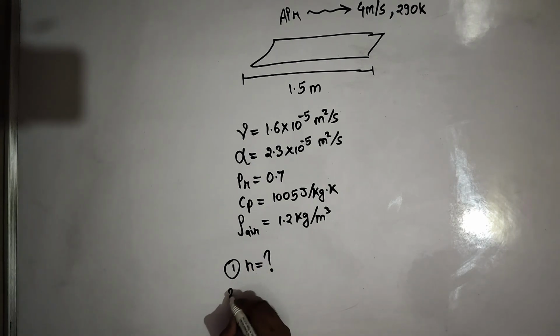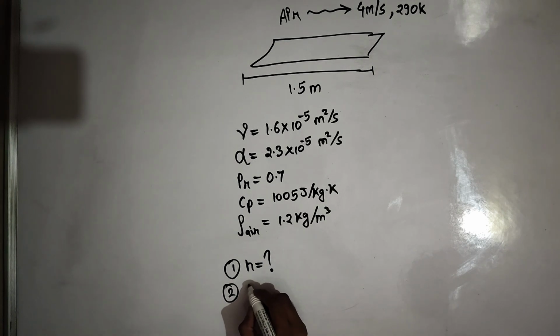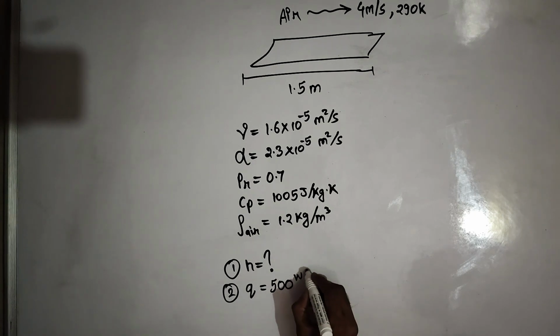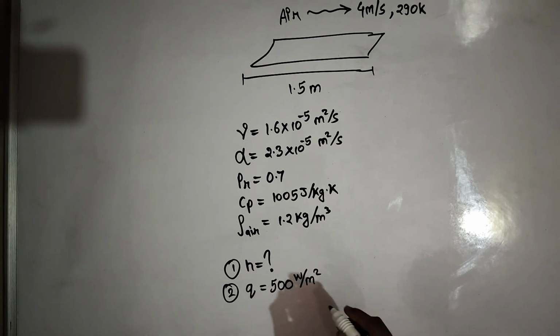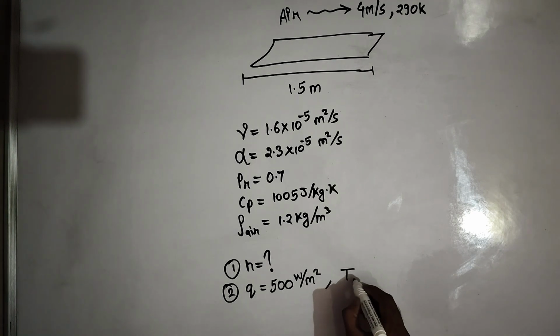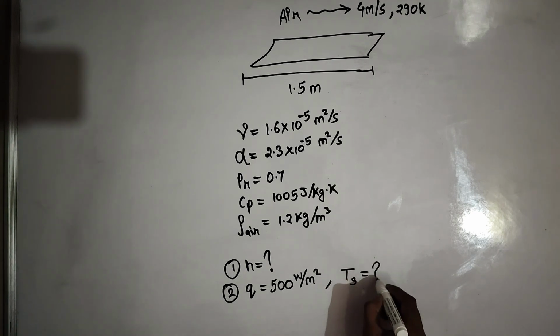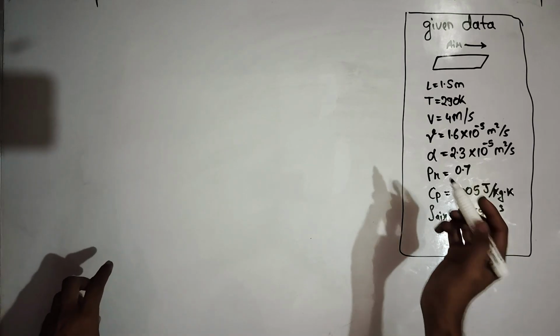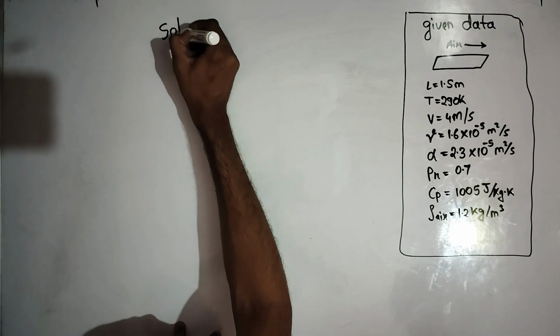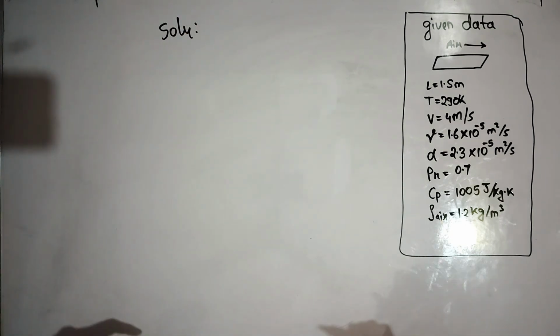And in the second part we are given the heat flux, which is q equals 500 watt per meter square, and we have to find the surface temperature of the plate. Now we have written the given data here. We will start with the solution.